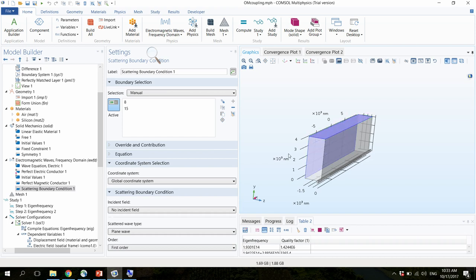While for this, it's actually... you are right. It's true. You should have scattered boundary conditions also for this. Okay. Yeah. Sorry, I think this is my mistake in this mission. So yeah, you actually have to put scattered boundary conditions also for this.